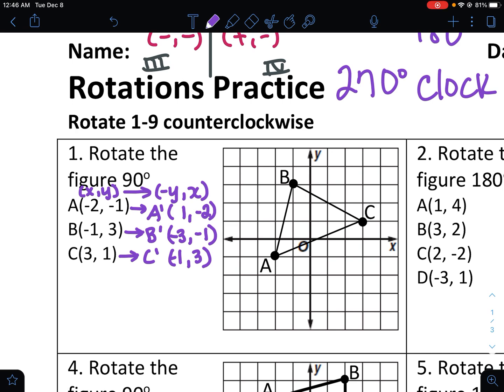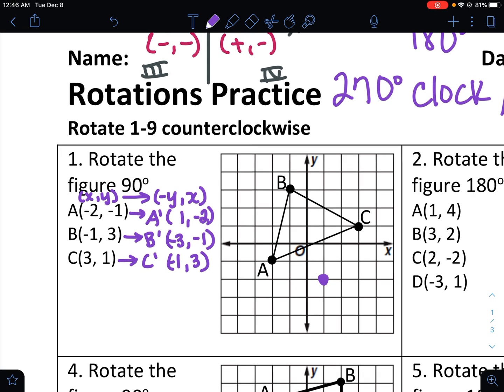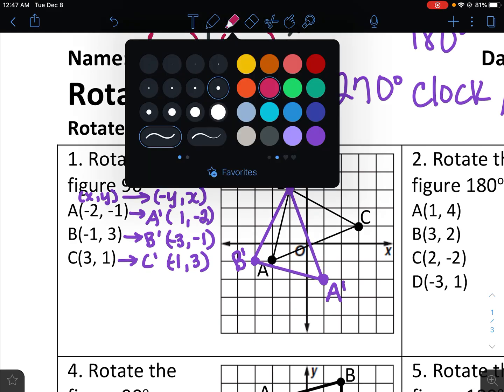So I'm going to graph those 3 new points. 1, -2, which is here, and that's a prime. -3, -1, so 3 to the left, 1 down. That's b prime. And then c is -1, 3, so that's 1 to the left and 3 up. And that's c prime. And then I'm going to connect these points. And there you go. That's how you do that.